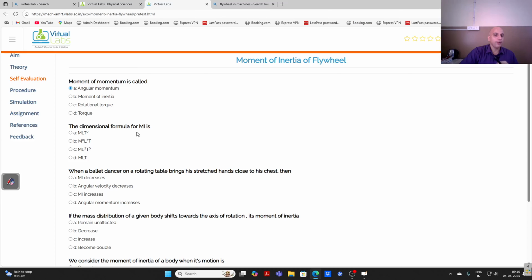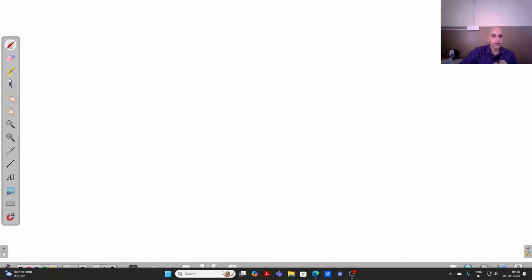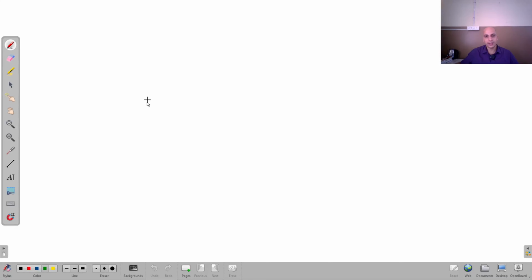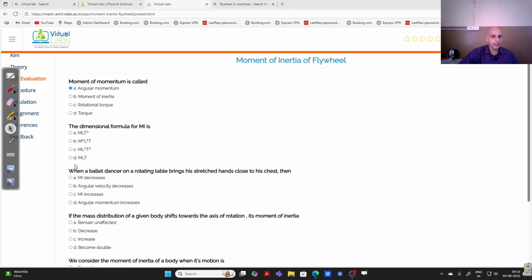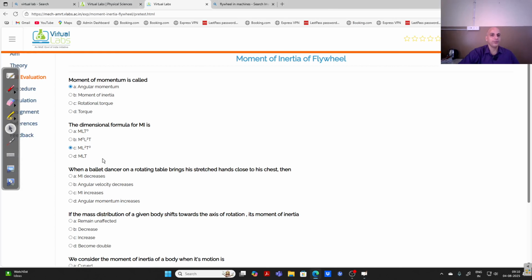Then the dimension formula of moment of inertia. Now I can show you how to calculate it. We know very well that moment of inertia mathematically is I equal to summation of m i r i square. You know very well the dimension formula of m, and r means length, so L square, and T to the power 0. T is not included here. So the dimension formula for the moment of inertia is M L square T 0.